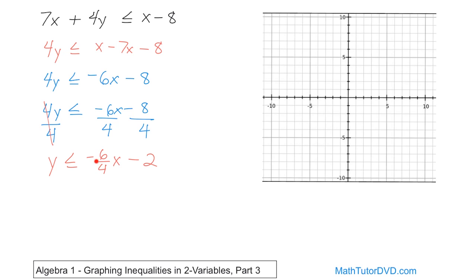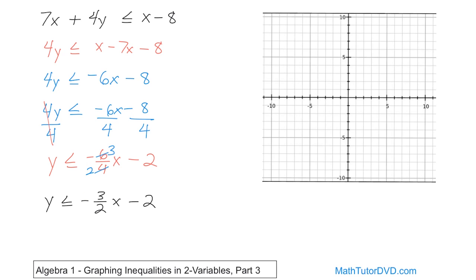Then you take a look at this and realize you can simplify 6 over 4. You can divide top and bottom by 2. 4 divided by 2 is 2. 6 divided by 2 is 3. So really, y is going to be less than or equal to negative 3/2 x minus 2. Make sure you understand that. Basically, we just divide both sides by 4 and simplify this fraction, giving us this. The negative sign comes along for the ride.